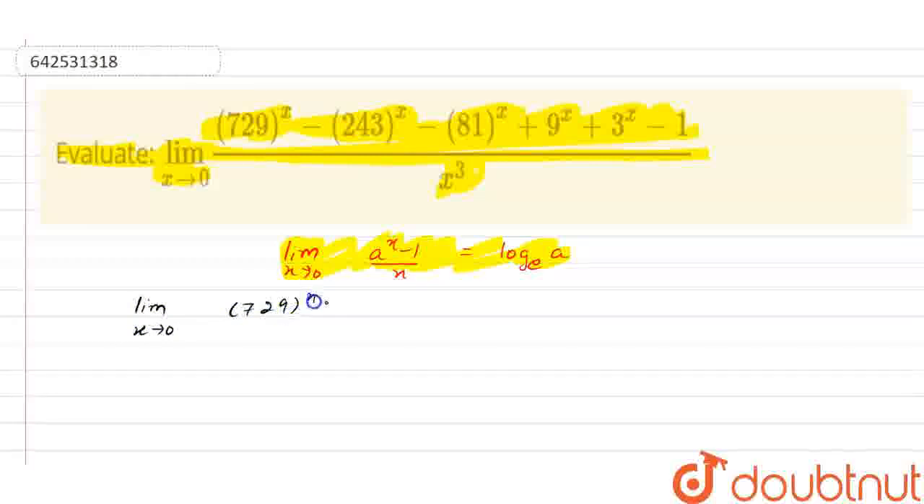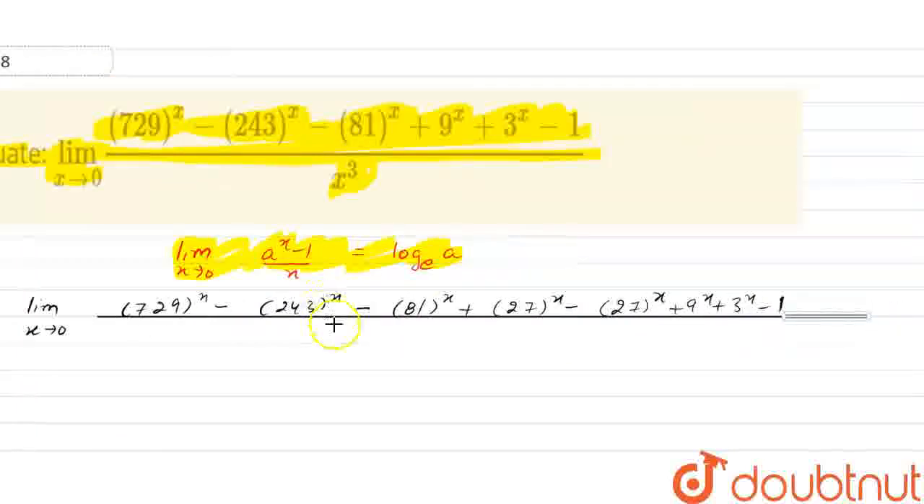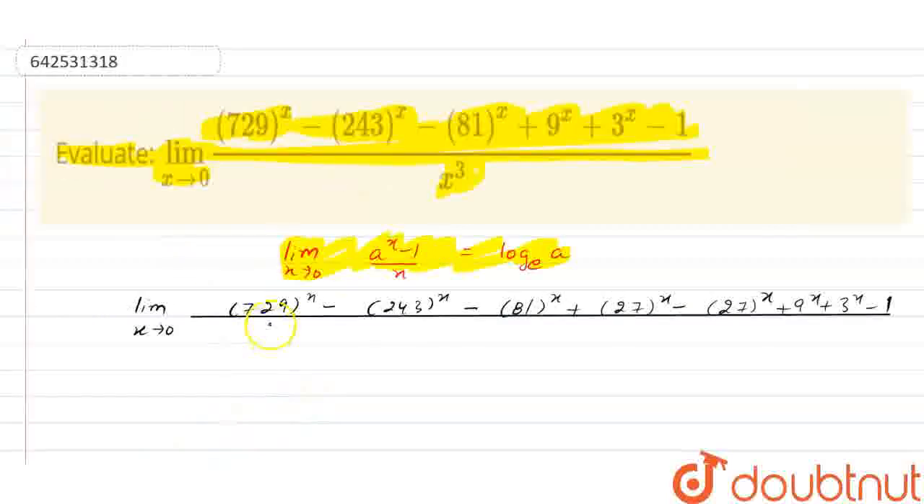729 raised to power x minus 243 raised to power x minus 81 raised to power x. Now there is an important point. We have to add and subtract both 27 raised to power x, plus 27 raised to power x minus 27 raised to power x plus 9 raised to power x plus 3 raised to power x minus 1, and that will be divided by x raised to power 3.